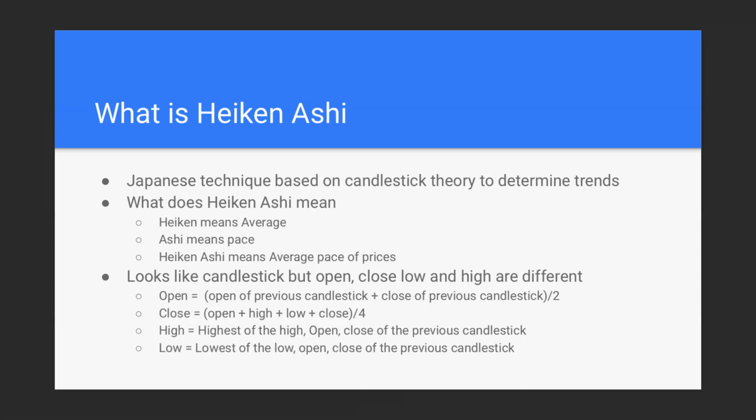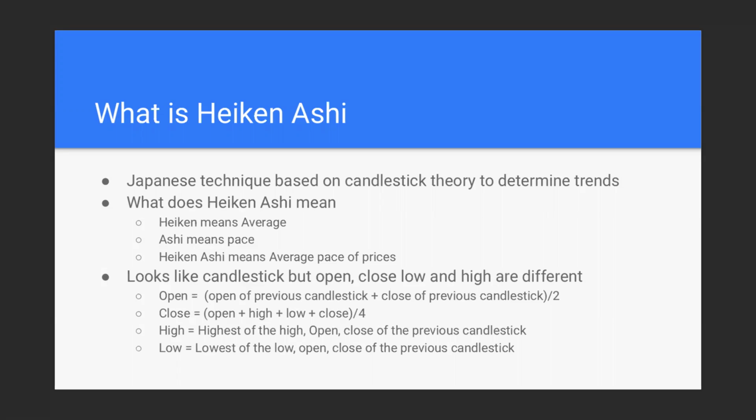So what does Heiken Ashi mean? Heiken means average. Ashi means pace. That means Heiken Ashi means average pace of prices. They take the average of the prices. So it is something like a moving average, but it is not exactly a moving average. You're going to look further at how it looks, but right now, it looks like a candlestick. It doesn't look anything different from a candlestick, but their open, close, low, and high are a little different.